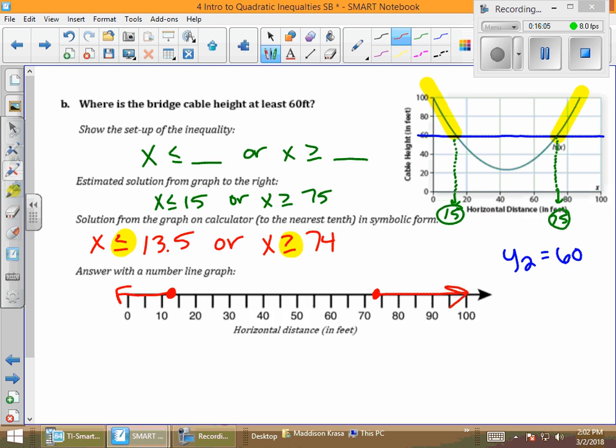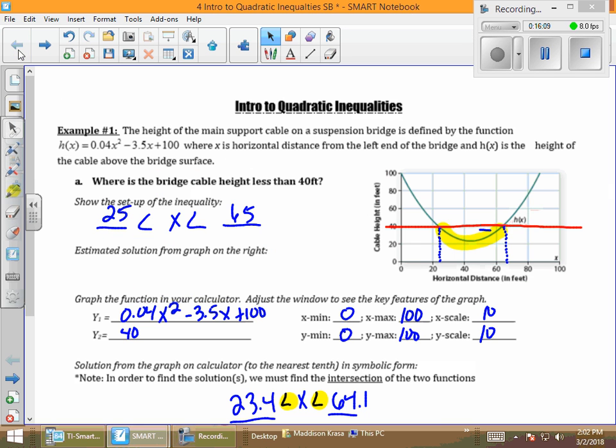Okay, so we're going to debrief before we move on. Number one had one section, right? We were looking at one section of the graph. You with me on that? Look at our inequality. It was just one inequality down here. That's going to be consistent. If you're talking about one section of the graph, you should have one inequality.